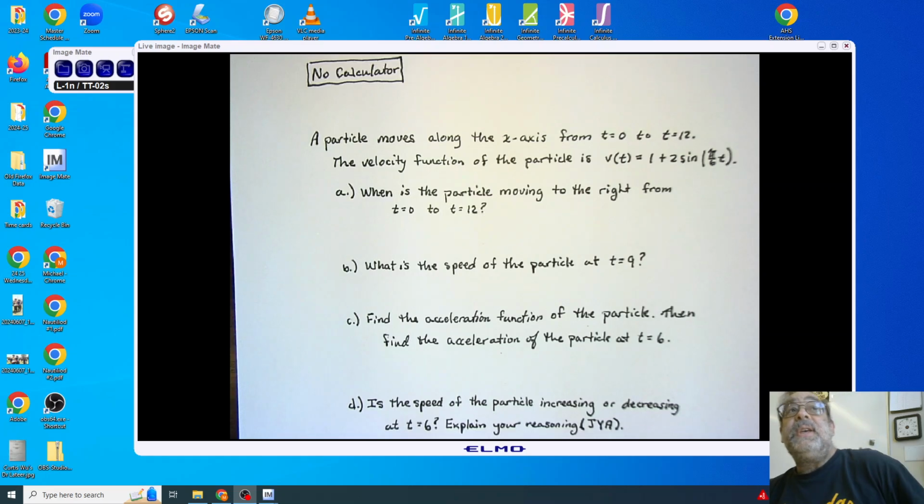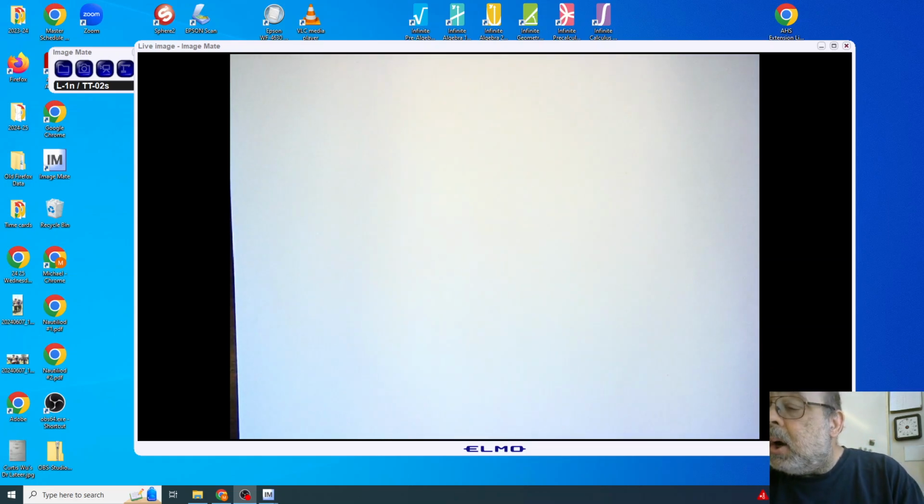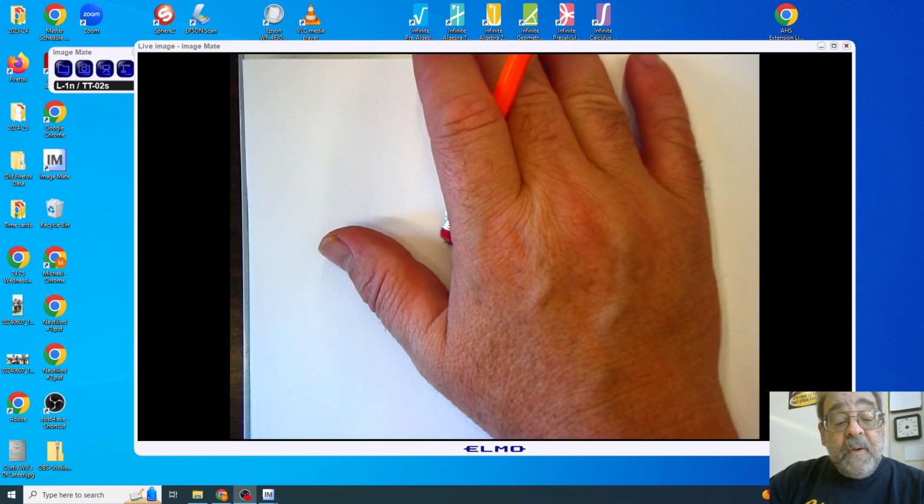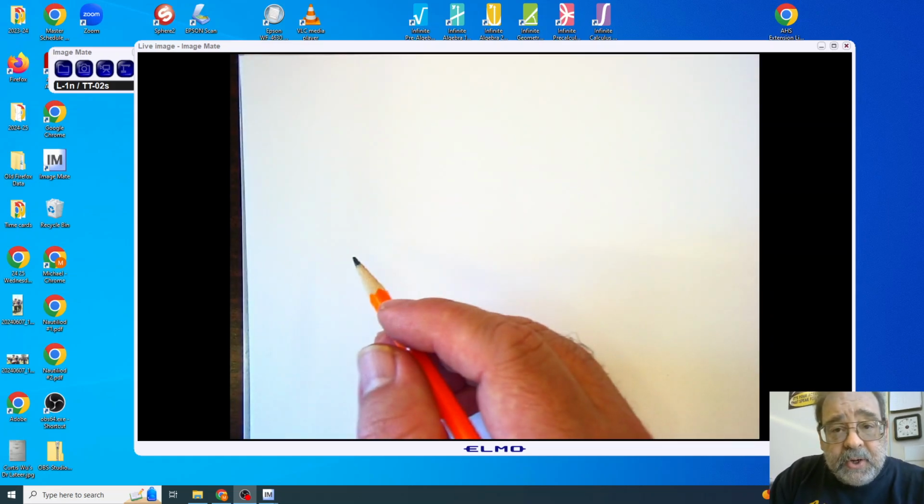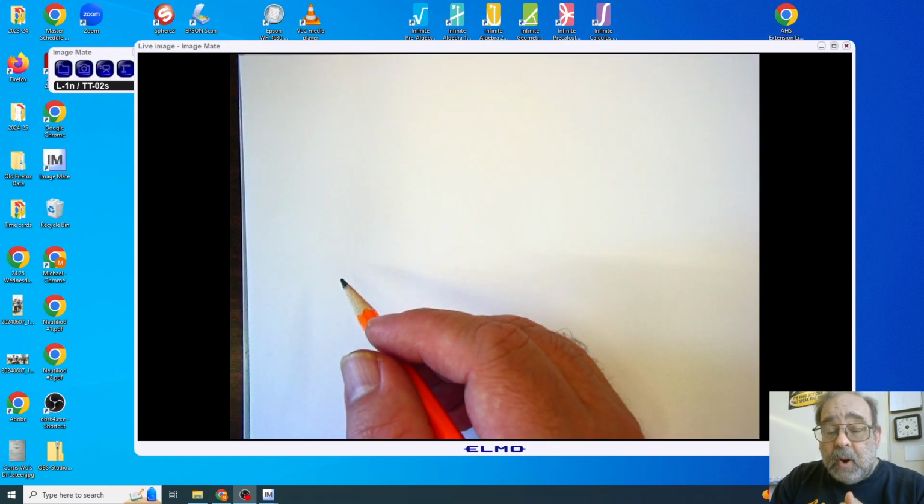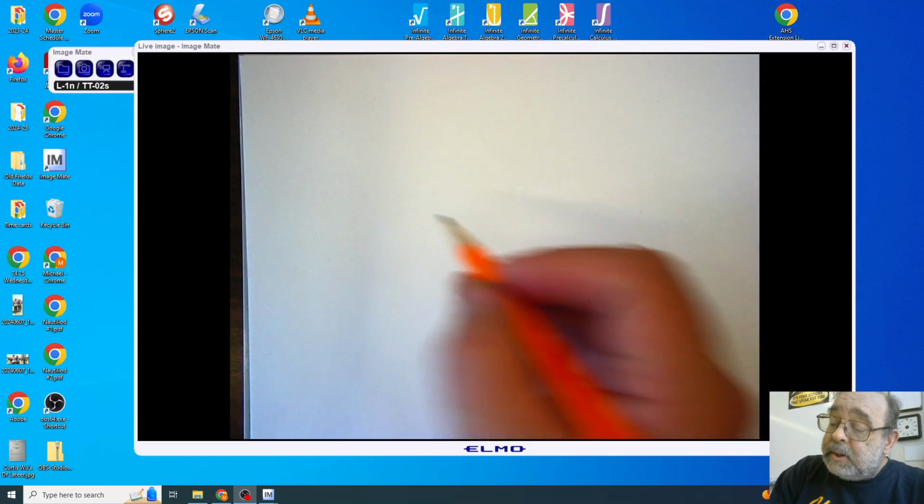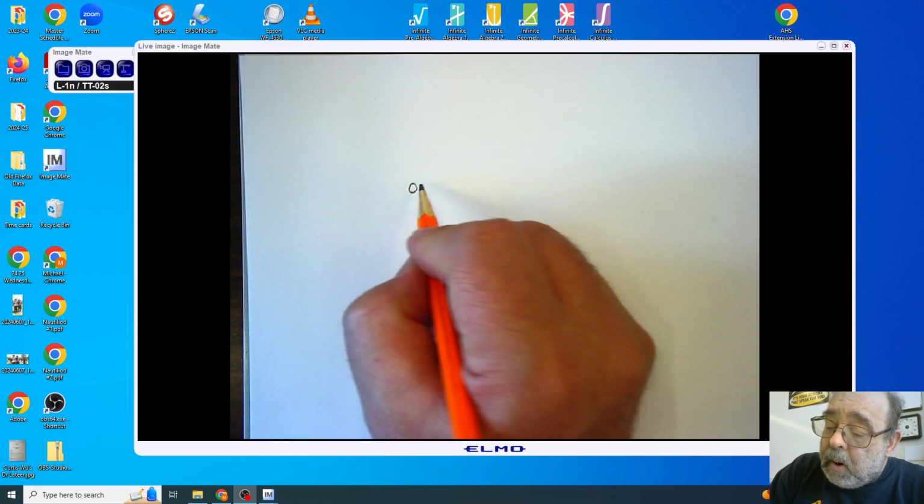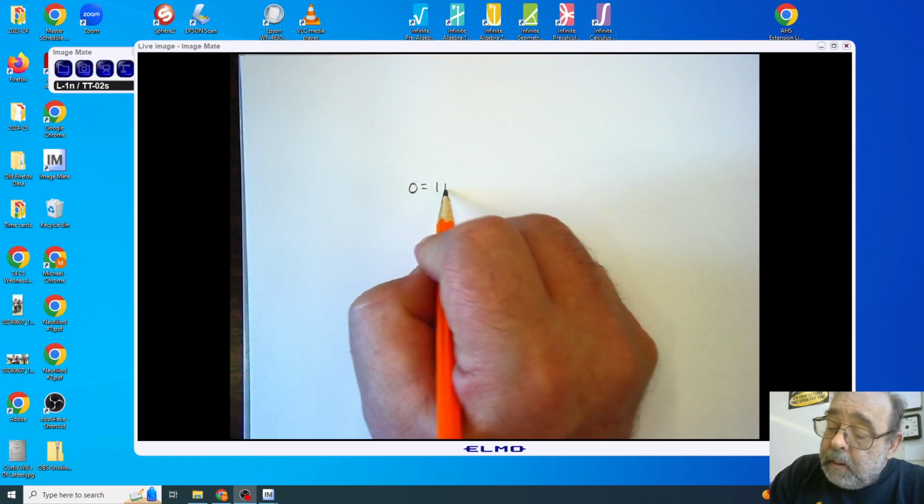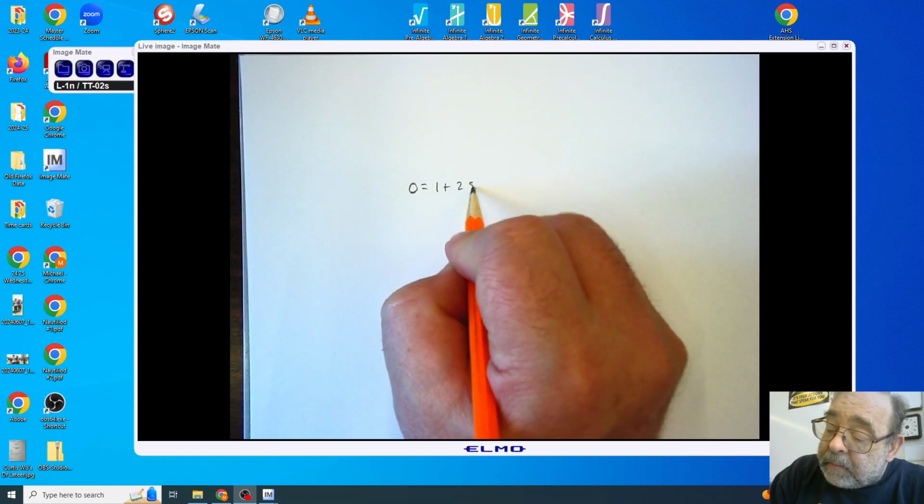Now you'll notice this is a no calculator question, and because it's a no calculator question, I'm not allowed to use one. So we're going to go ahead and start by taking a look at this. If I want to know when the object is moving to the right, I need to find when the velocity is positive. A negative velocity means the particle is moving to the left. So I'm going to start off by finding when the particle is not moving at all. That means that it has a zero velocity.